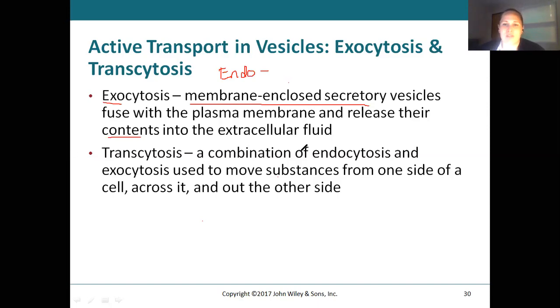Transcytosis is a combination of endo and exocytosis used to move substances from one side of the cell across it. And we'll talk about some types of transcytosis, specifically when we're talking about cells that have different sides. So if a cell has two different sides, we'll say like a basal and an apical side, which does exist. The cell's not completely the same all the way around. It's got different sides to it. We'll talk about how it moves things from one side to the other and why that movement is important.